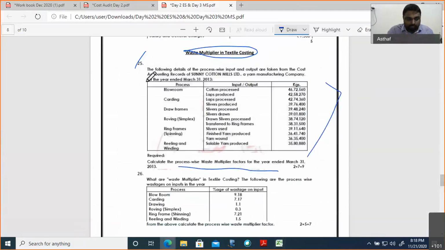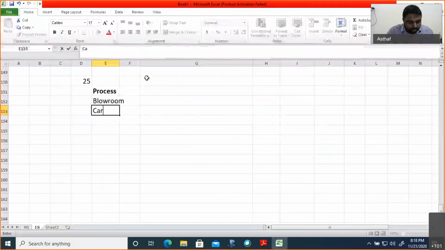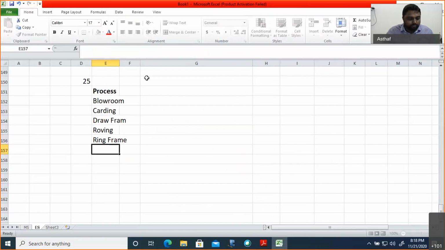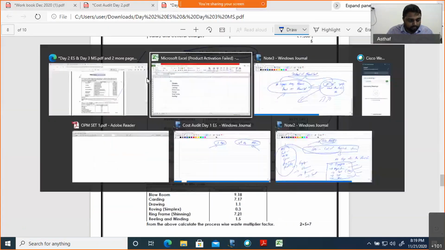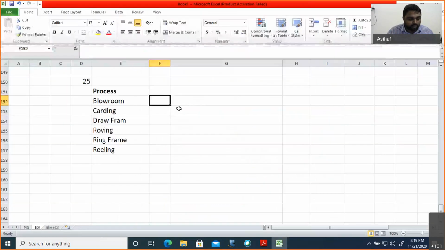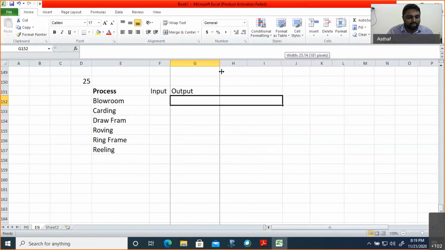What is the process? The process: blow room, carding, draw frame, drawing, ring frame, reeling. So what is the input we have to make? What is the output also? Input and output we have to just give.